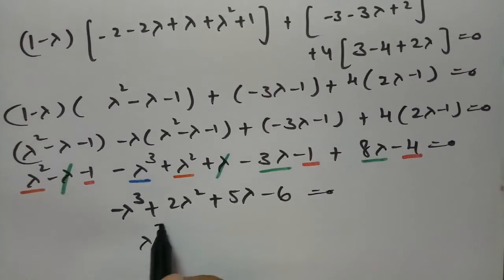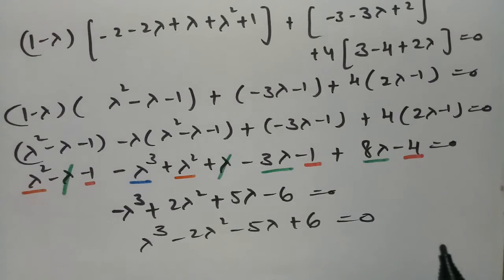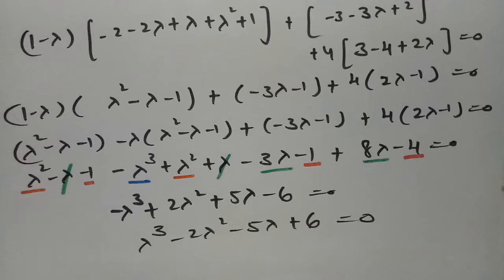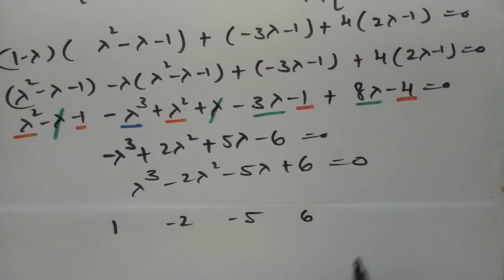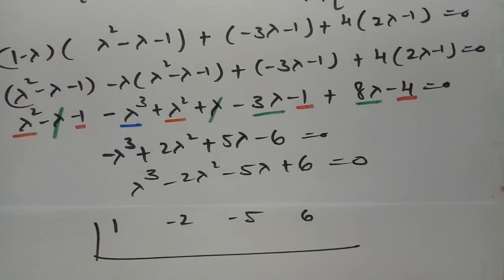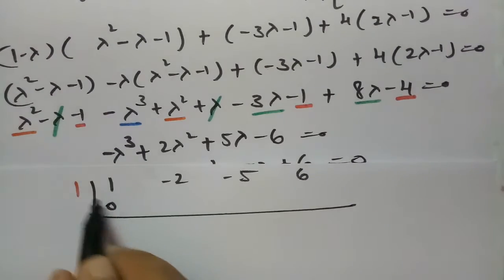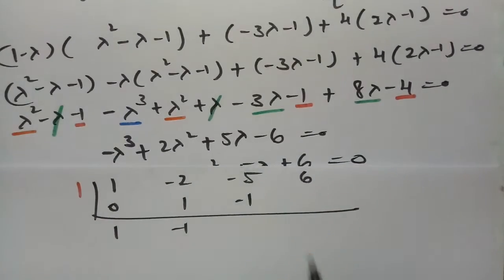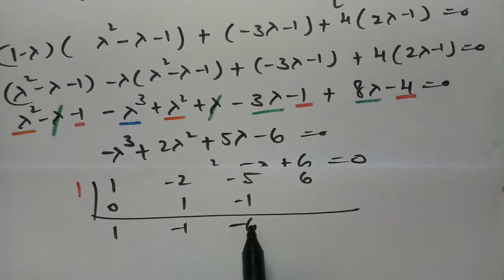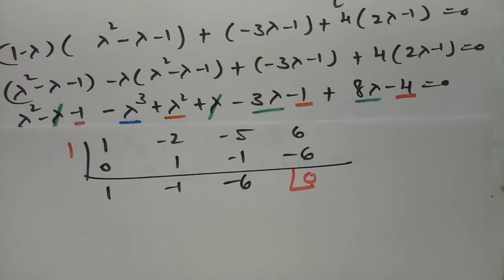So if I multiply with minus, lambda cube minus 2 lambda square minus 5 lambda plus 6 is equal to 0. Now I have to find the roots for this. So for finding the roots, see, the coefficients of lambda cube is 1, this is minus 2, minus 5 and 6. Now first time I'll check with 1. So if I check with 1, this is 0. So this is 1 ones are 1, so this is minus 1. So if I multiply, this is minus 1, so this will be minus 6. If I multiply, this is minus 6 again. So this is 0.